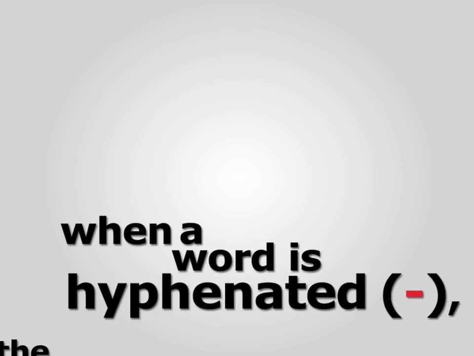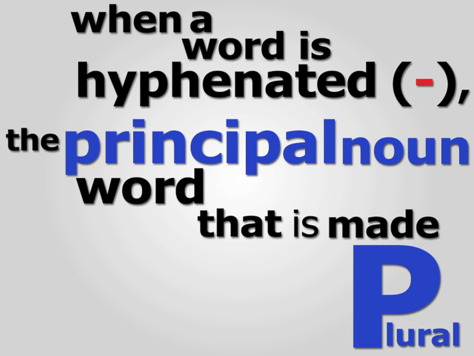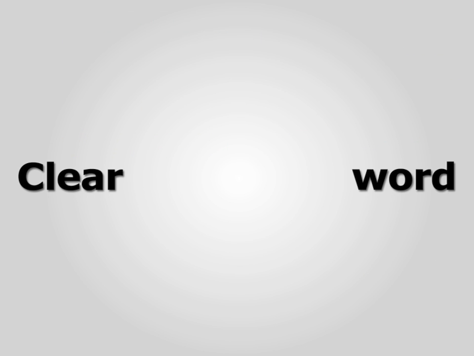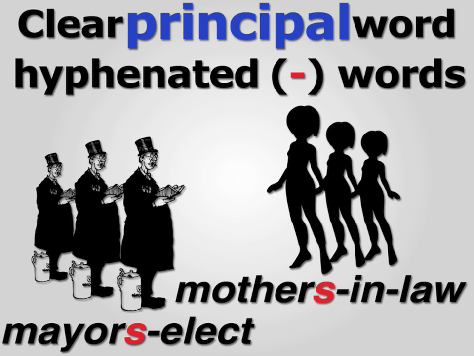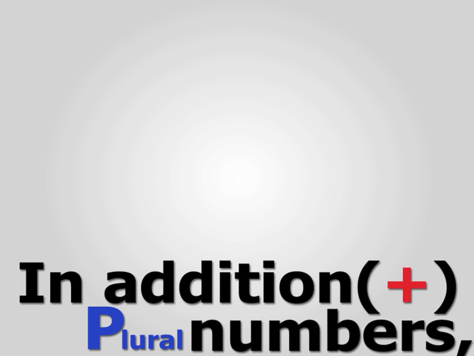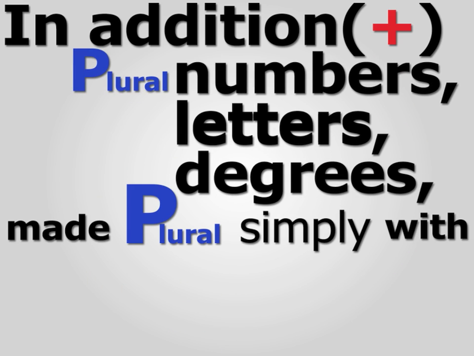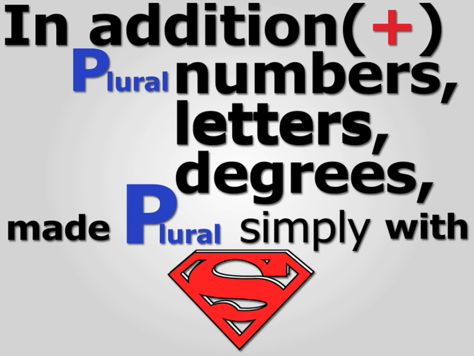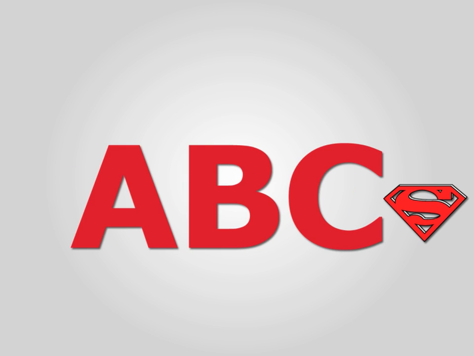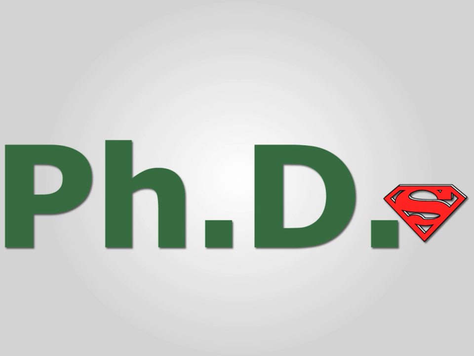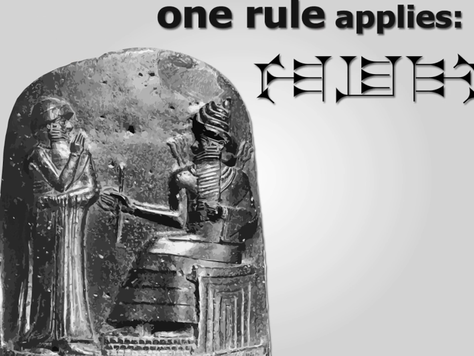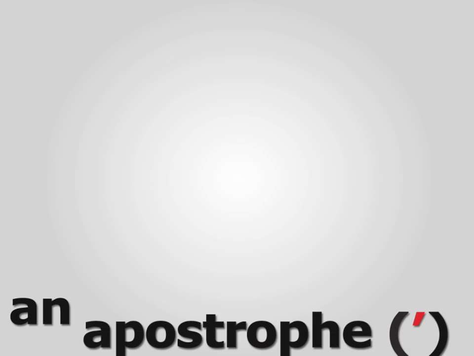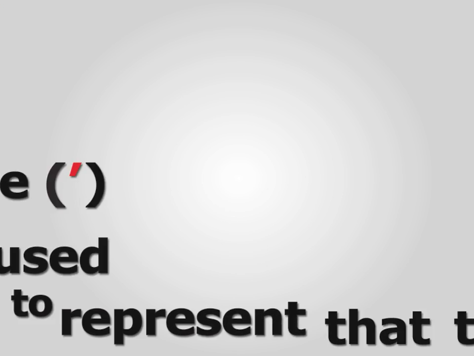When a word is hyphenated, the principal noun is the word that is made plural. There is a clear principal word in hyphenated words like mayors-elect or mothers-in-law. In addition, plural numbers, letters, and degrees are made plural simply with the addition of an S. For example, 1900s, ABCs, PhDs. Regardless of how the noun is spelled, when made plural, one rule applies. An apostrophe is never used to represent that the noun is plural.